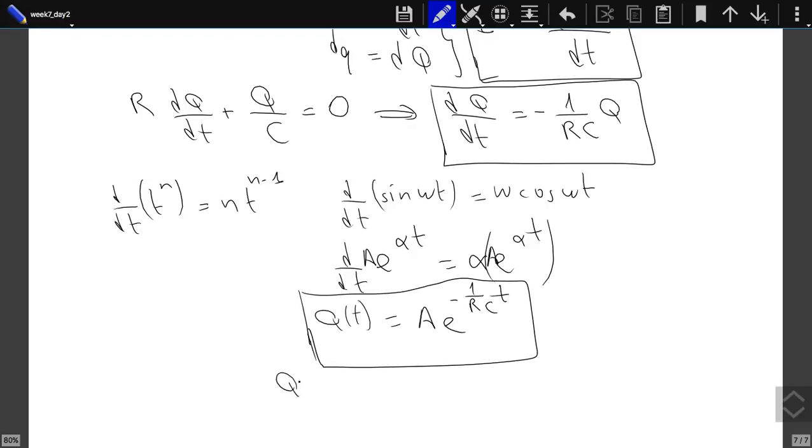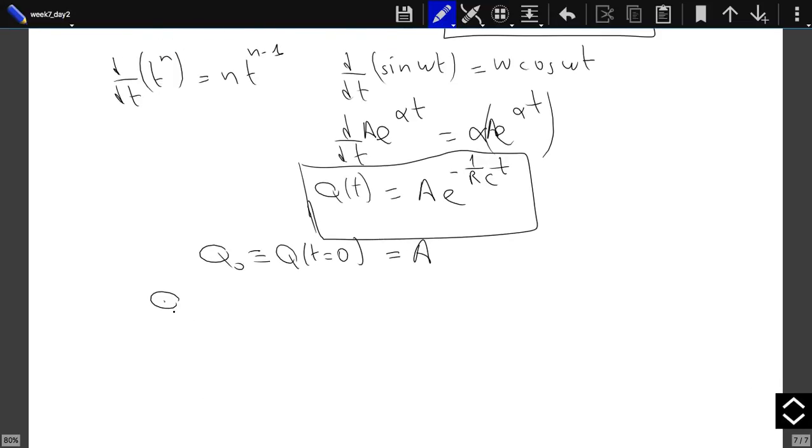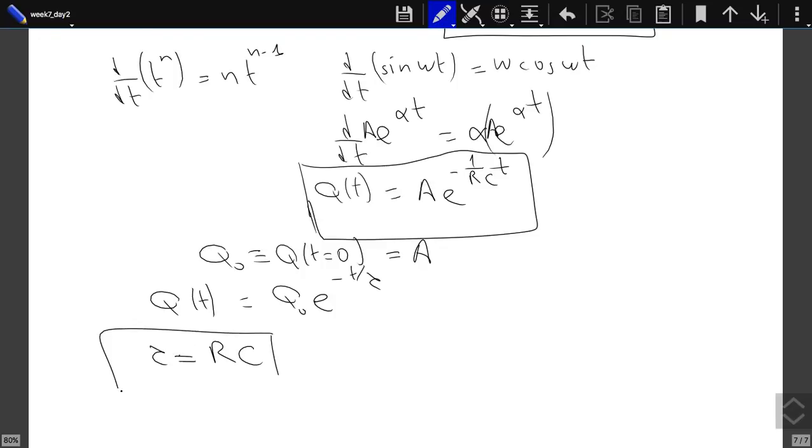Now, let's see. At t equal to 0, we see that the charge is equal to A. So let's just define this as Q0. So the charge of the capacitor at time t will be equal to its charge at t equal to 0, times e to the power minus t over tau, where tau we define as R times C, and is called the time constant. Essentially, it determines how fast the capacitor discharges.